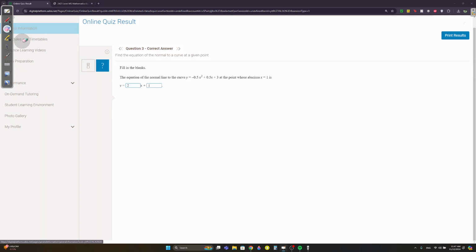Okay. This is the curve, the equation of the normal. They want the equation of the normal at x equals 1. So remember what the steps are. We know how to find the tangent. For the normal, there's just an extra step.